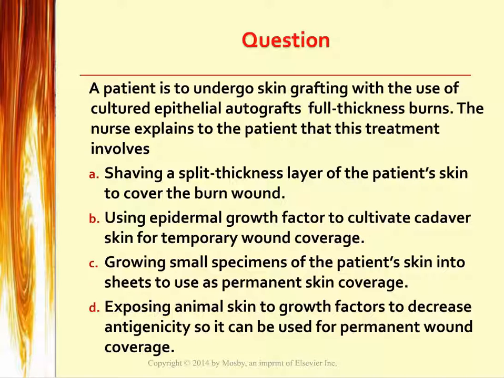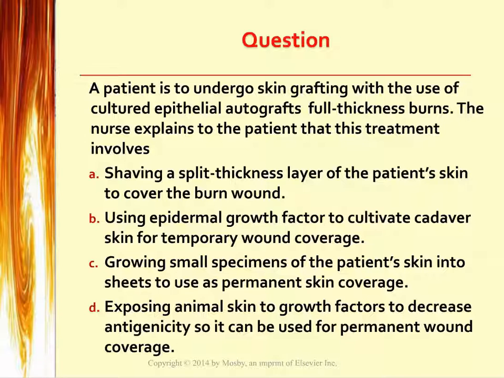A patient is to undergo skin grafting with the use of cultured epithelial autograft for full-thickness burns. The nurse explains to the patient that this treatment involves what? Shaving a split-thickness layer of the patient's skin to cover the burn wound, using epidermal growth factor to cultivate cadaver skin for temporary wound coverage, using small specimens of the patient's skin grown into sheets to use as permanent skin coverage, or exposing animal skin to growth factors to decrease antigenicity so it can be used for permanent wound coverage.